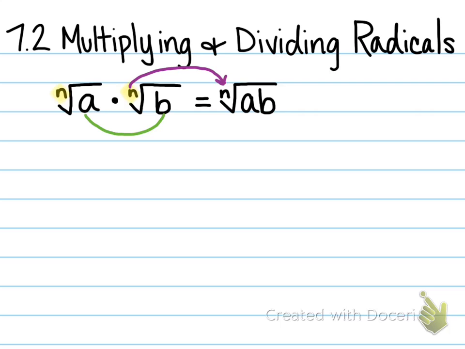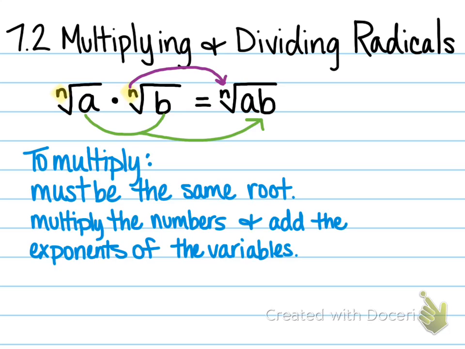Then all we need to do is multiply the numbers and or the variables that are underneath, and that would result in AB. So again, to multiply, they must be the same root. You're just going to multiply the numbers. If there's variables, you just add the exponents of the variables. Then you simplify from there.